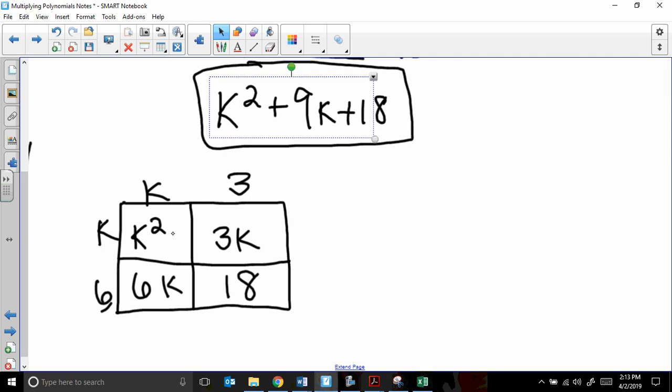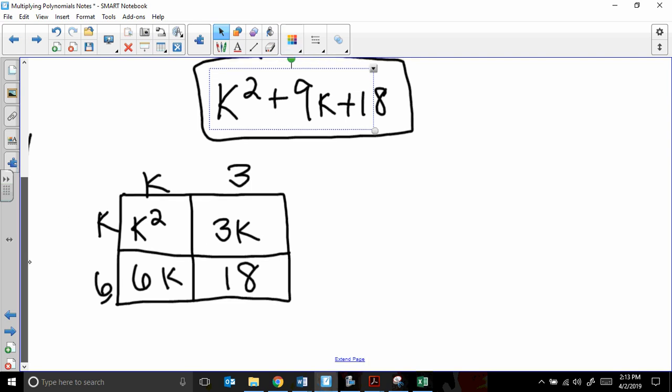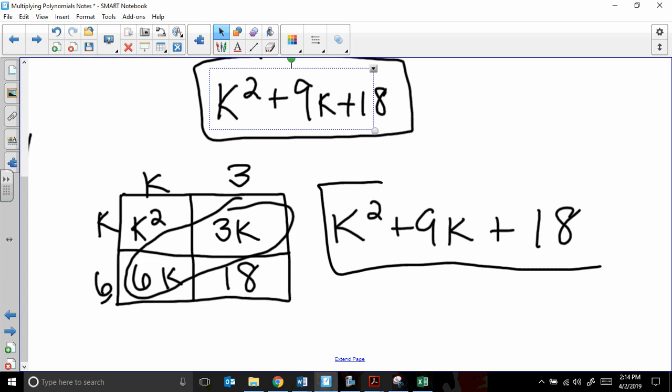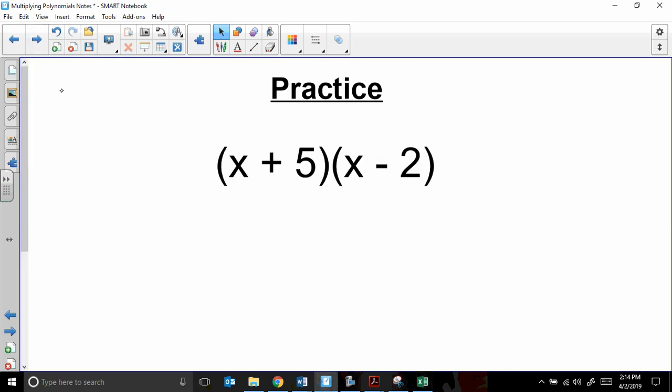So hopefully you see everything in here is the same pieces you get up there in the double distribution method. It's just maybe a different way to help you see it. So then we got 6k and 3k is what we know we need to put together. Everything else comes out. So we got k squared plus 9k plus 18. And as you see, we come up with the same answer either way.